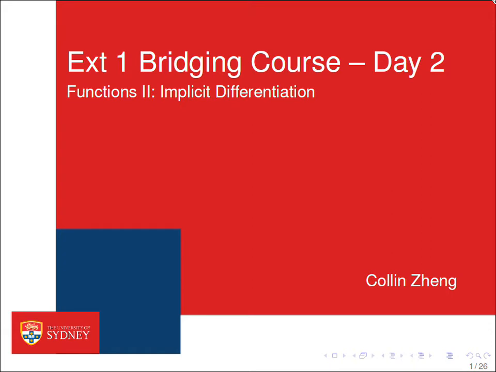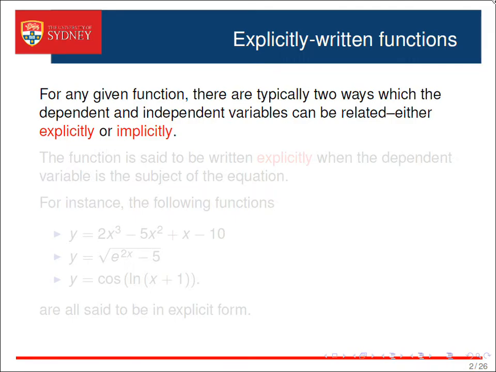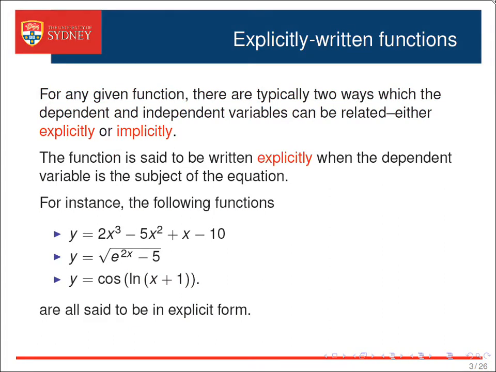Welcome back. In this module, we're going to learn about implicit differentiation. For any function, the relationship between its dependent and independent variables can be expressed either explicitly or implicitly. The function is written explicitly when the dependent variable is the subject of the equation. Briefly study the following examples.